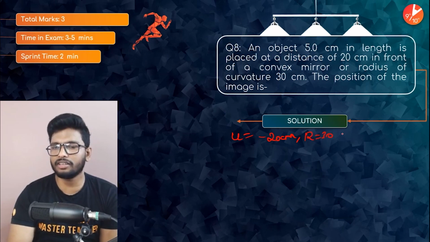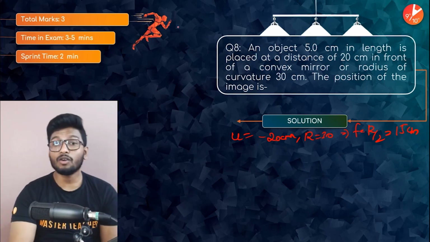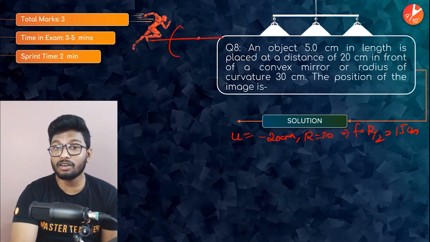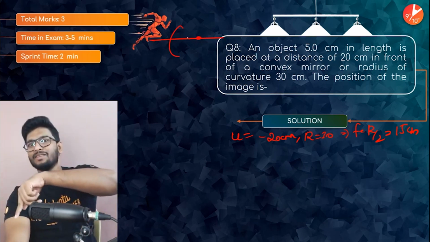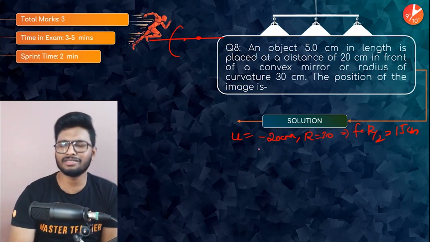That means what will be the focal length then? F is equal to R by 2, which is nothing but 15 centimeters. It'll be plus 15. Why? It's a convex mirror. In a convex mirror, the radius of curvature and center of curvature would lie behind the mirror. The focal length also lies behind the mirror. So it's going to be plus 15 centimeters.